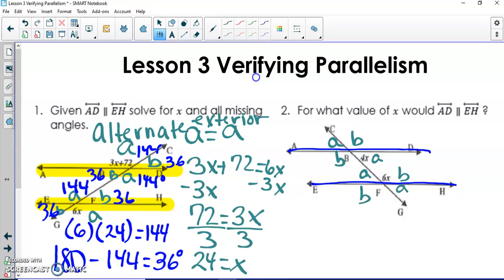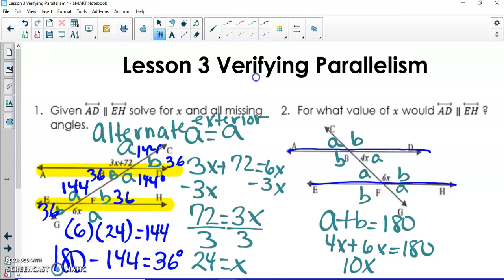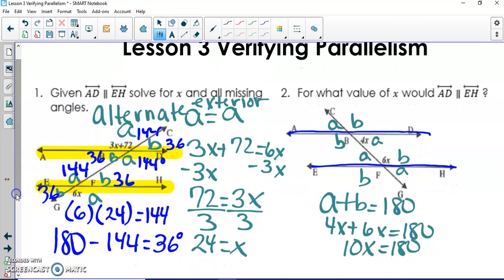So what I'm going to do is look at my 4x and my 6x. They have an A and a B. I know that A's plus B's are equal to 180. So I'm going to plug in 4x plus 6x equals 180. When I add my x's together, I have 10x and it's equal to 180. Then to get x all alone, we have to divide by 10. So x will be 18 if I want those lines to be parallel.